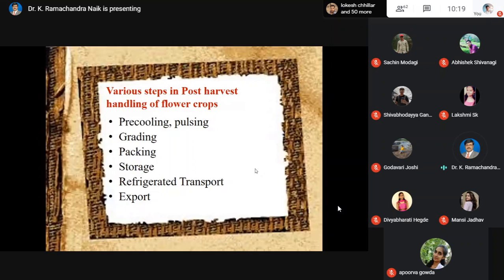Then, of course, I will be showing you the detailed gradings of each and every flower later in the forthcoming slides. So this is the grading here. Mainly flowers are graded based on the size of the bud, opening or unopening condition of the bud, number of flowers present per bunch, and stalk length.